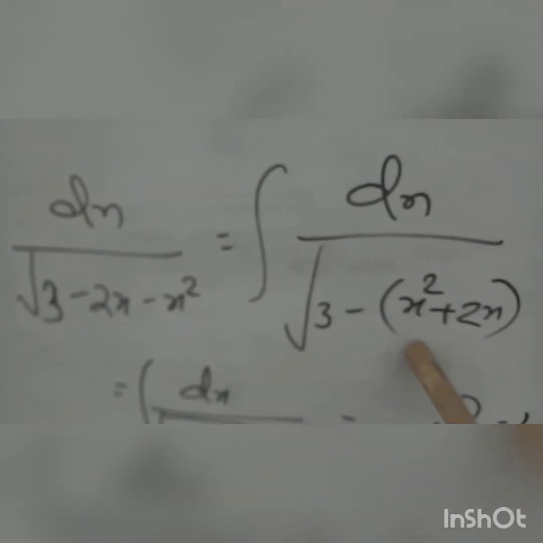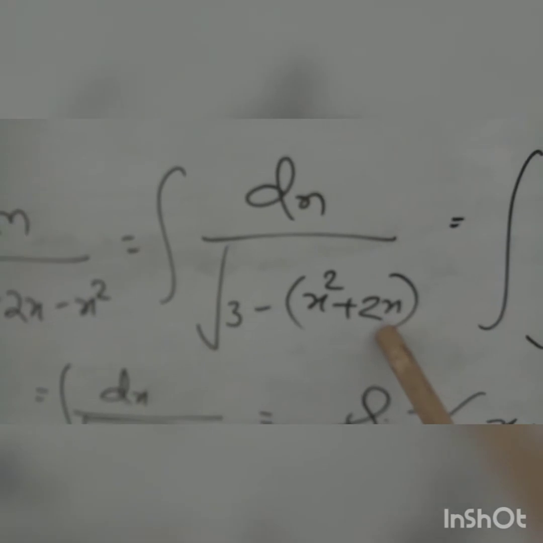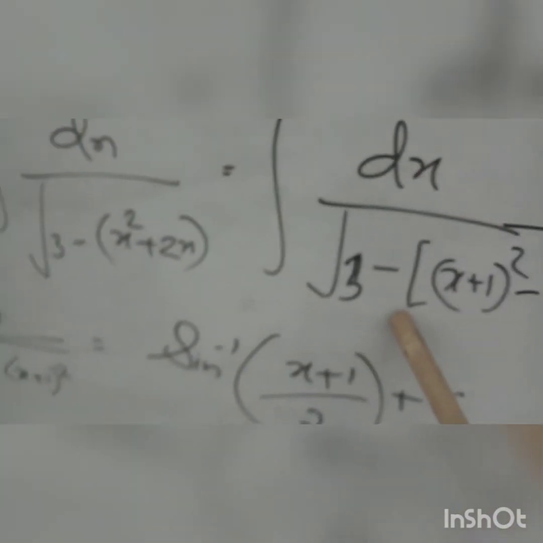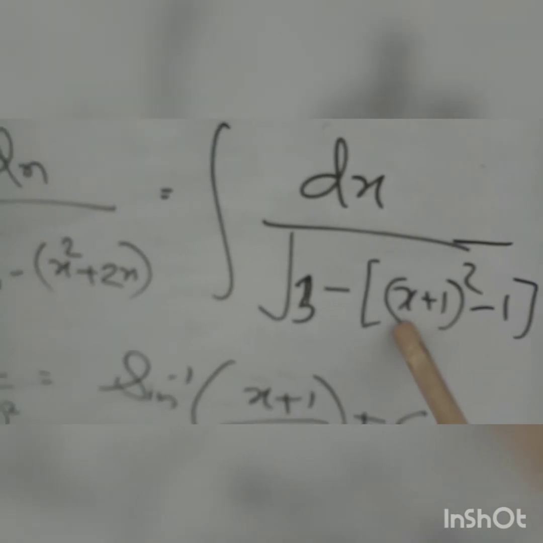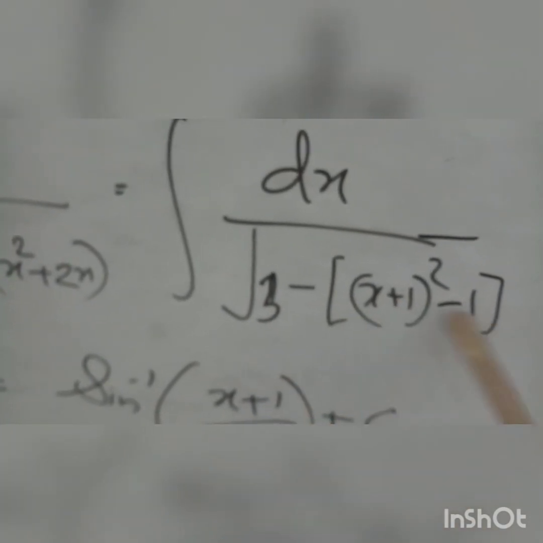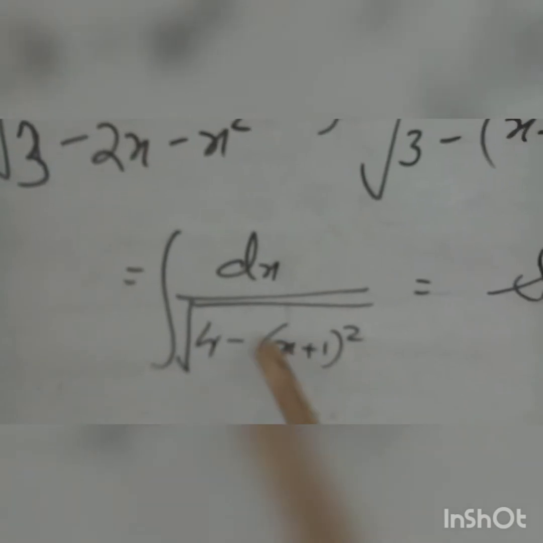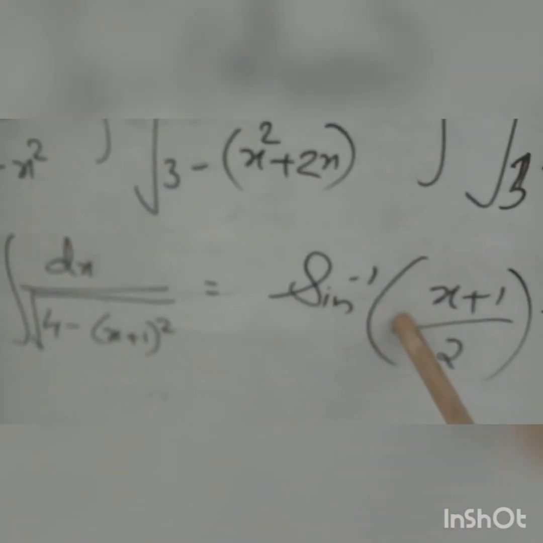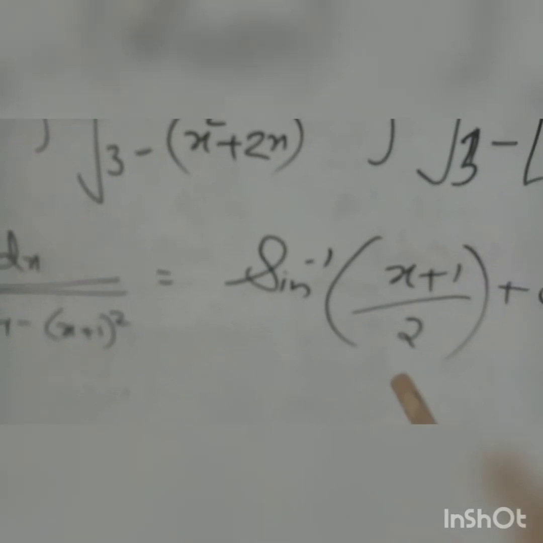So simplify that one like this. Integral dx divided by the root of 3 minus (x² + 2x), and complete the square of this one. That is integral dx by the root of 3 minus that x² + 2x, which can be written as (x + 1)² minus 1. Simplifying this one, this minus into minus will be positive. So 3 plus 1 is 4. You can write it as 2². So the integral dx divided by the root of 4 − (x + 1)². The answer of this one is sine inverse of x by a, that is (x + 1) divided by 2.